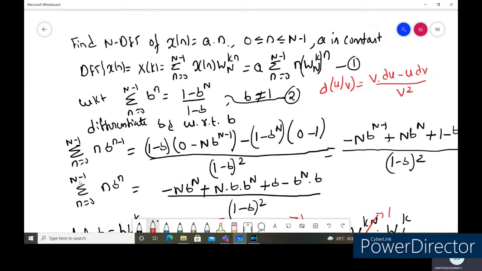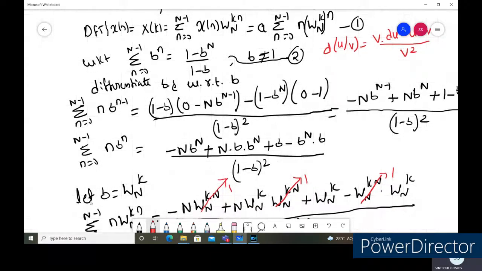Now we got this LHS part of the equation: summation n equal to 0 to capital N minus 1, n into b to the power of n. So this is in terms of the equation 1, that is n into omega N to the power of kn. So in place of omega N to the power of k, we can substitute b. So let us substitute b equal to omega N to the power of k in this equation, on the LHS and the RHS part. Wherever b is there, we can replace it with omega N to the power of k.